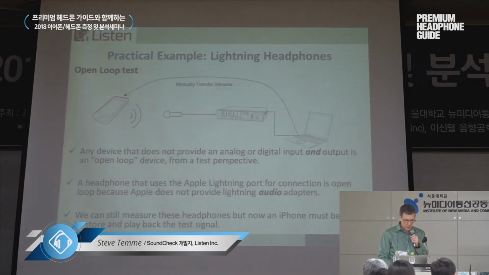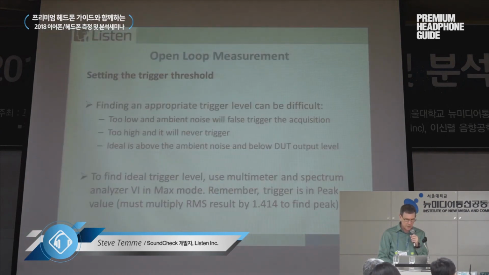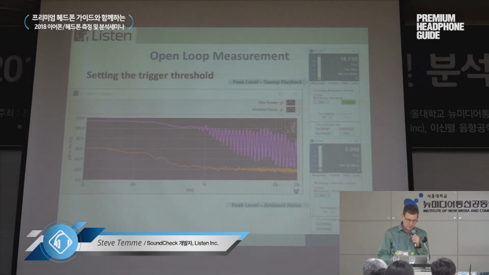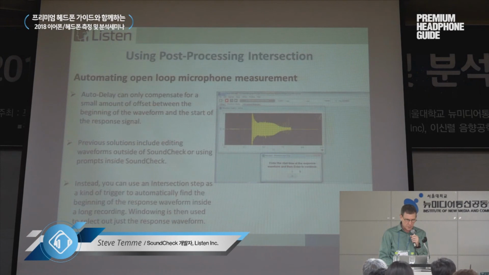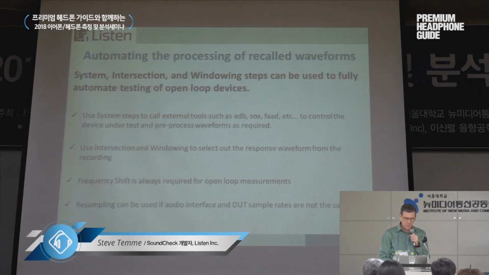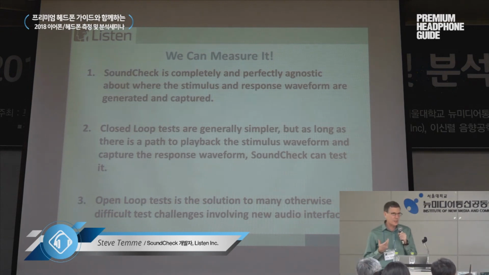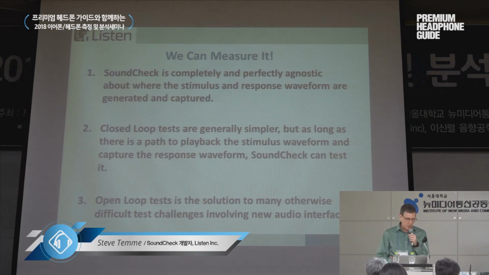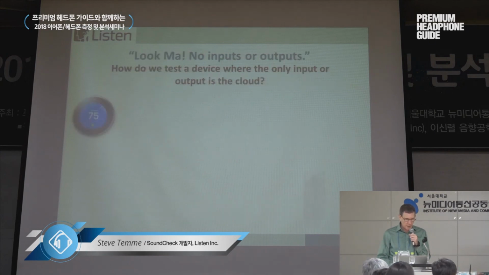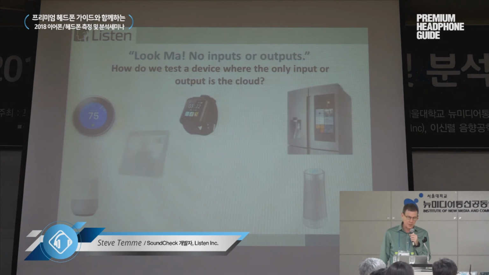All right, and then last but not least, I'm going to skip over some of these things about setting the trigger. And I think really I just want to come to the end here because of the time we've run out. And just summarize by saying, there's a lot of things we can measure. We just need to know the inputs and the outputs and how to deal with them. SoundCheck does not care where the stimulus and the response come from, as long as we can capture them and put them into SoundCheck. We could do closed loop testing. We can do open loop testing. And we can even measure things like smart devices.